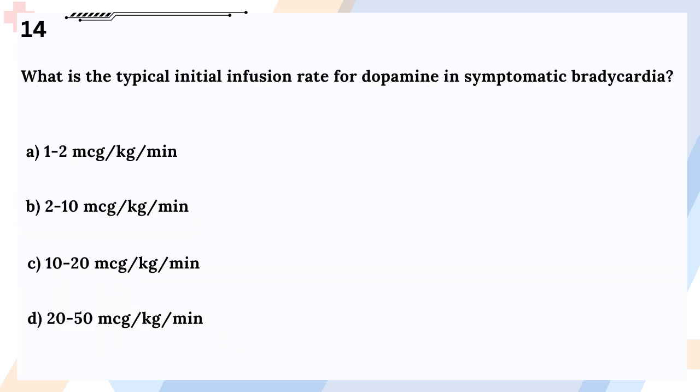Question 14. What is the typical initial infusion rate for dopamine in symptomatic bradycardia? A. 1 to 2 mcg/kg/min. B. 2 to 10 mcg/kg/min. C. 10 to 20 mcg/kg/min. D. 20 to 50 mcg/kg/min.